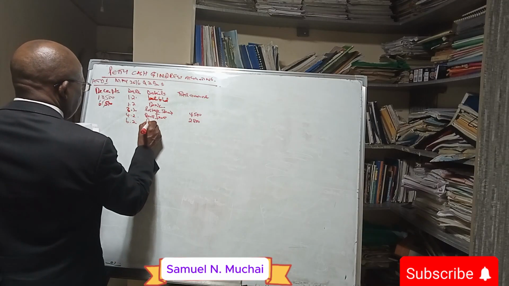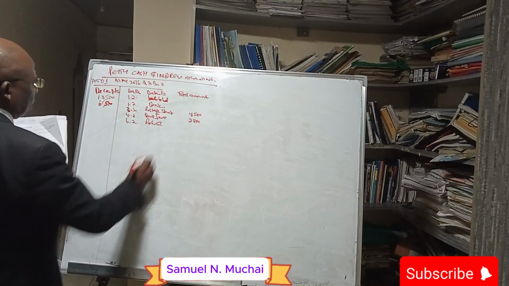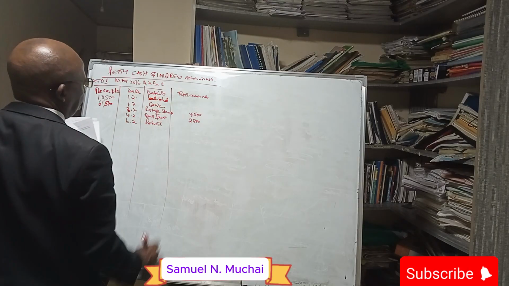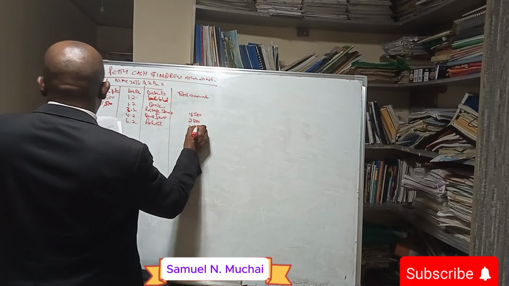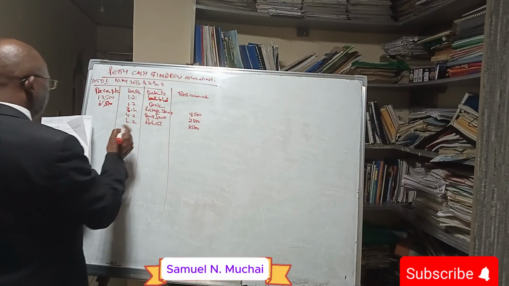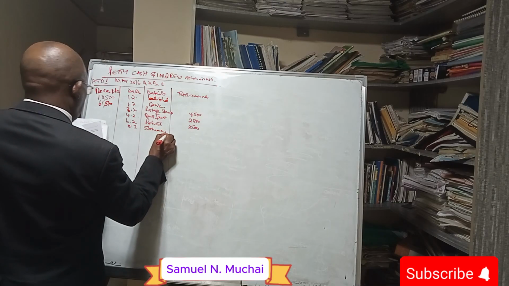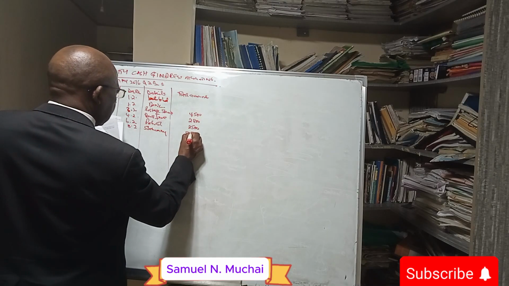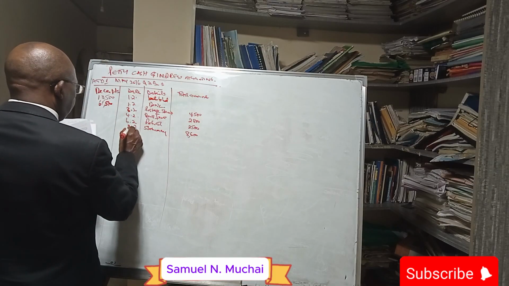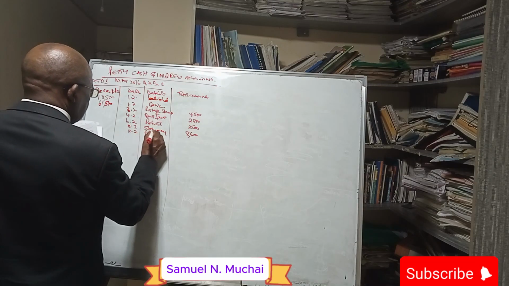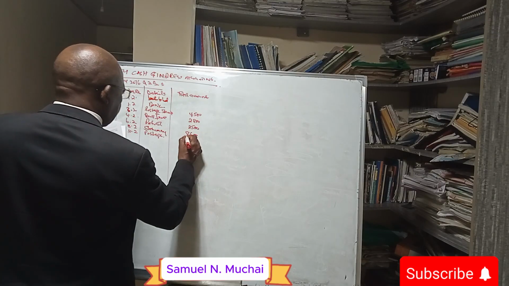On 6th of February, we paid petrol. Basically, these are supposed to be columns that way. So we paid petrol to the tune of 2,500. On 8th of February, we paid stationery, amount 8,600. On 10th of February, we paid postage amounting to 3,500.